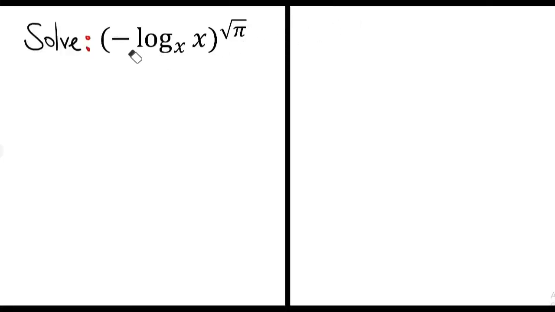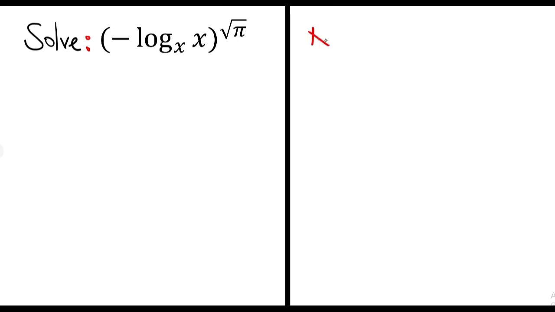Hi everyone, today we're solving the question: (minus log x to base x) all in parentheses to the power of root pi. Knowing fully well that this is the same question, there are quite a number of people who don't even know where to start from. But we're going to start from what is inside the parentheses first.